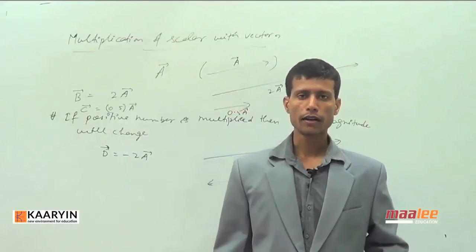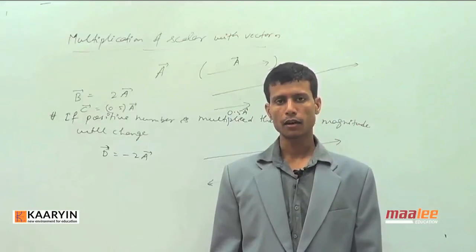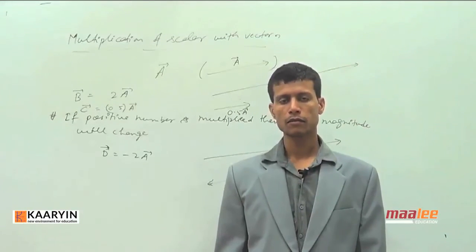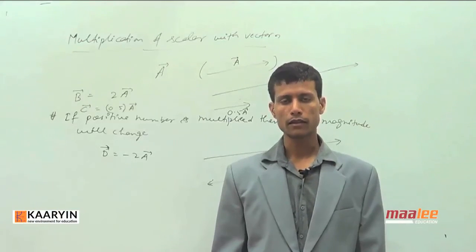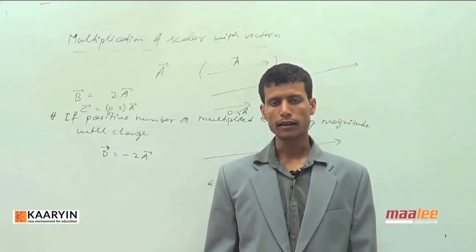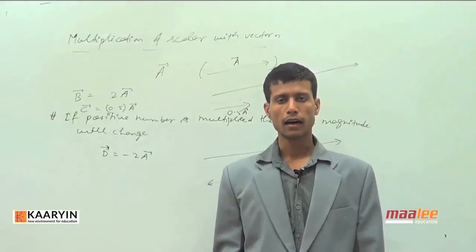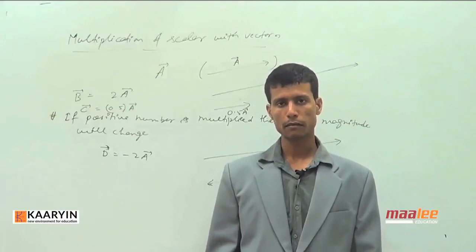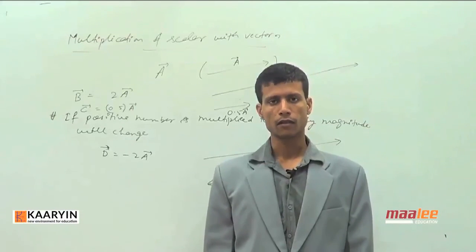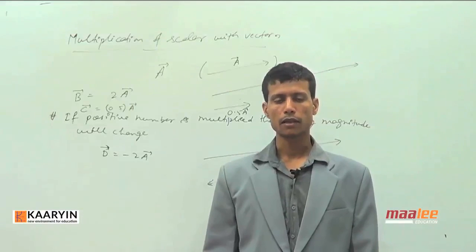So in today's class we have seen how to find out the magnitude of the resultant of two vectors. We have done one problem regarding that, and then what is the meaning of a null vector, what is the meaning of two similar vectors, and what happens if you multiply a scalar quantity or simply a number with a vector. In the next class we will talk about the multiplication of a vector with another vector.